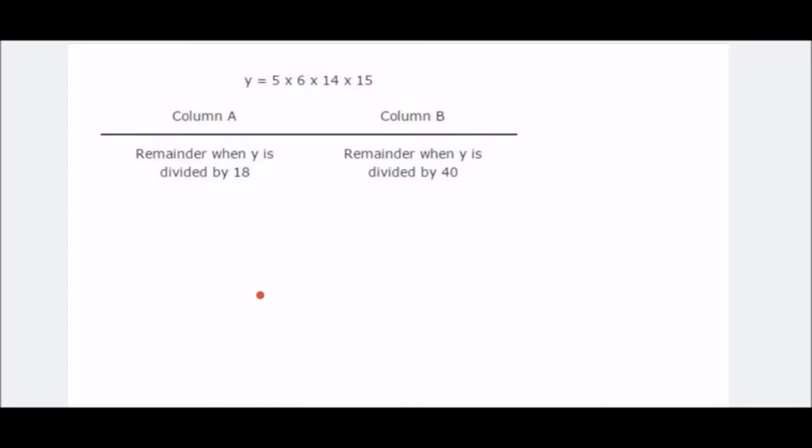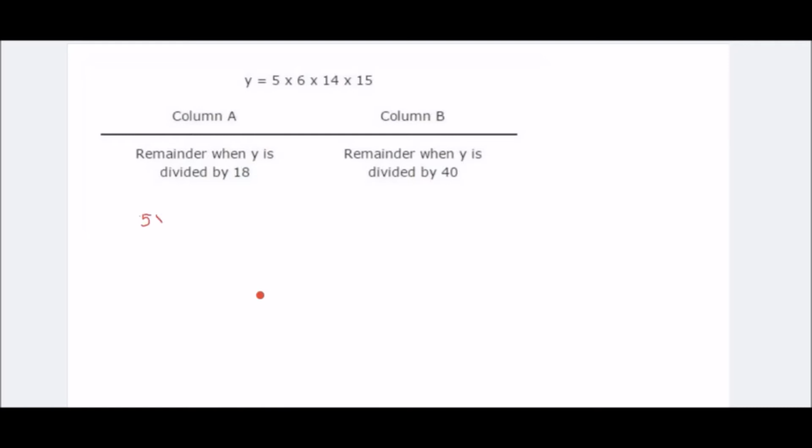See here, our next question is y equals 5 times 6 times 14 times 15. For column A we have to find the remainder when y is divided by 18, and for column B we have to find the remainder when y is divided by 40. So let's analyze each condition one by one.